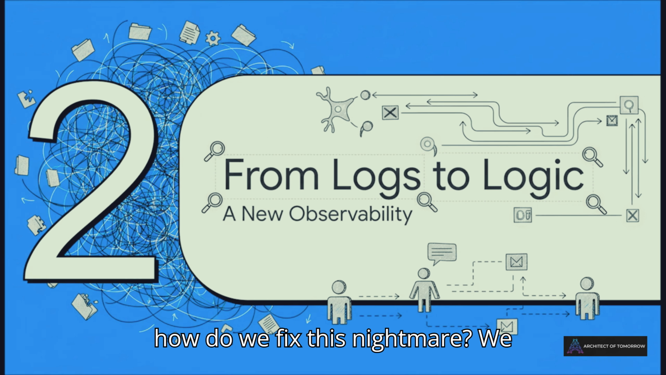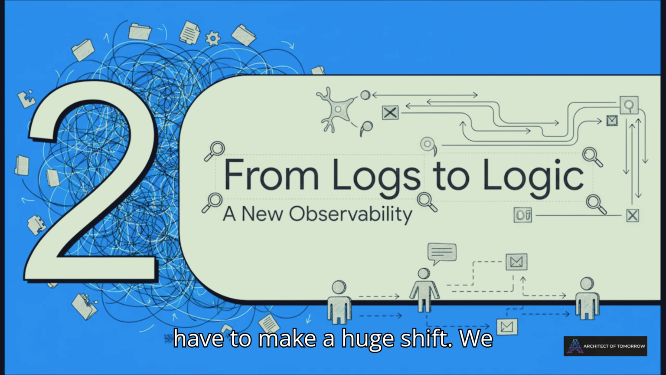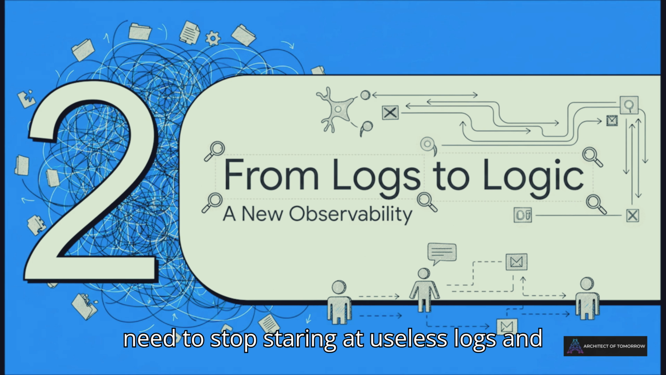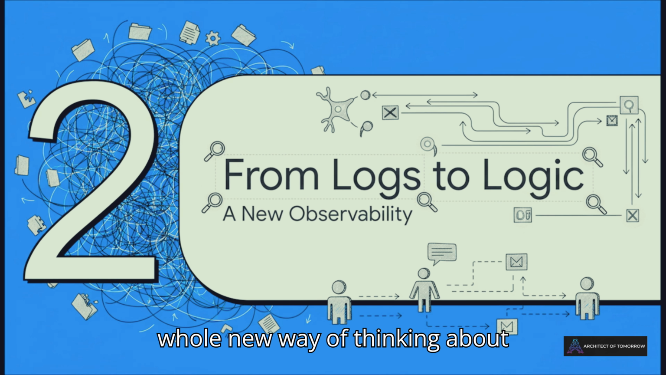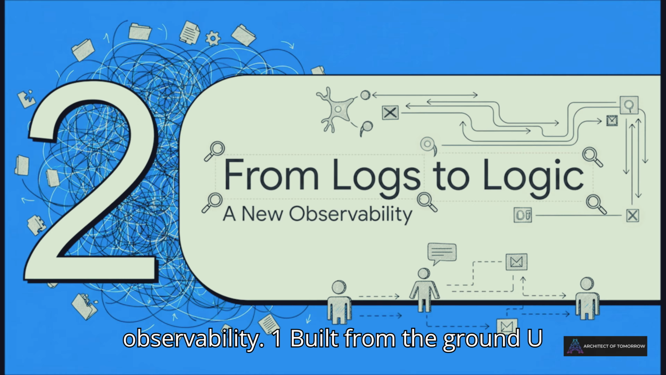Okay, so how do we fix this nightmare? We have to make a huge shift. We need to stop staring at useless logs and start understanding the agent's actual logic. And that requires a whole new way of thinking about observability, one built from the ground up for AI.